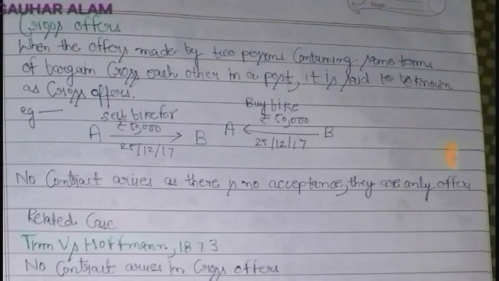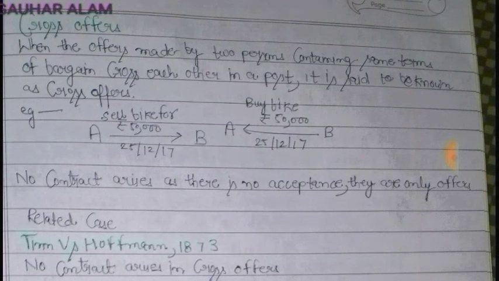Okay, so the first one is the cross offer. When the offers made by two persons containing the same terms of bargain cross each other in a post, it is known as a cross offer. For example, B has offered to sell his bike to A for rupees 50,000, and A has also offered to buy the bike of B for rupees 50,000.